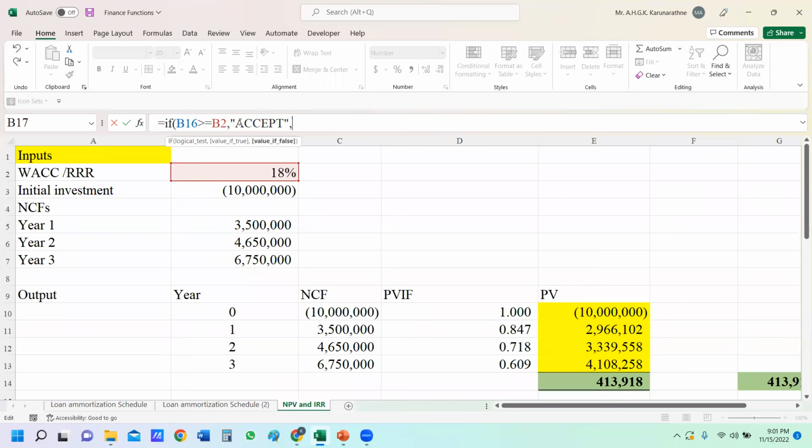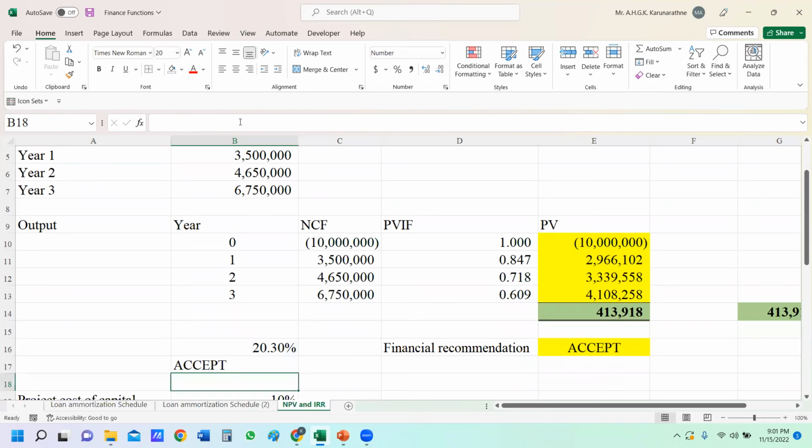Otherwise, you reject. You can see the project is accepted. All right. Then that's it.